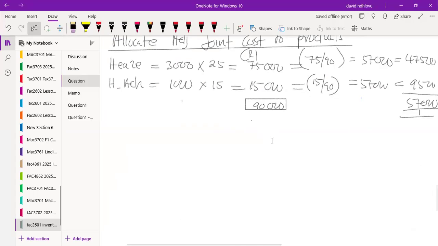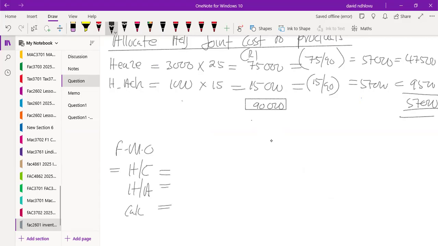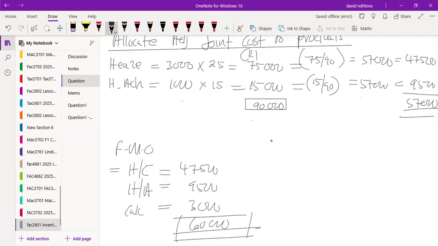So eventually we are saying, right, the fixed manufacturing overhead is allocated to head EZ, to head EC, and to Calc. Right, these are the allocations that we did: 47,500, 9,500, and we are going to allocate 3,000 to the other product to give us the 60,000. You have to share that cost between the products. And this is the way that you do it if you have got joint and by-products.